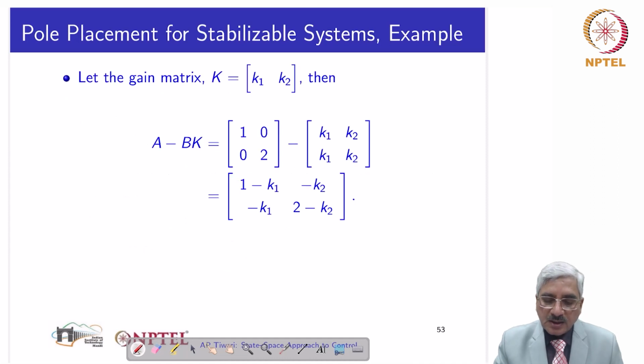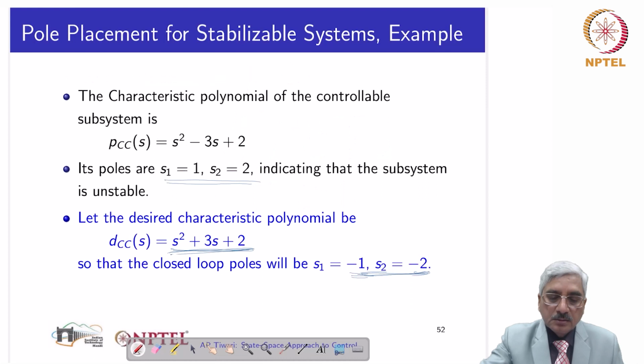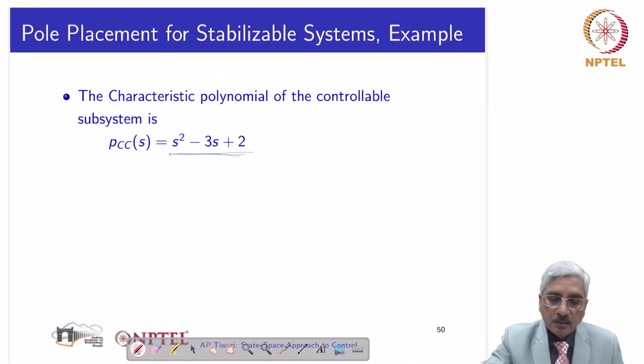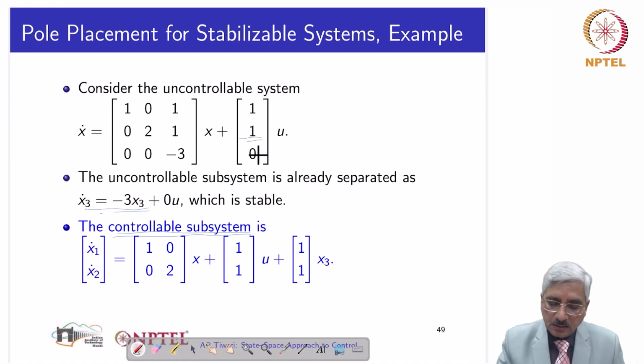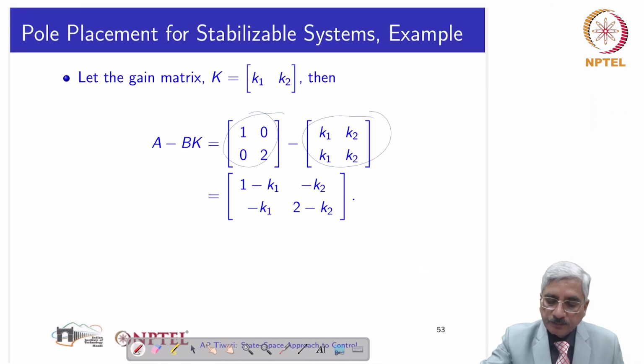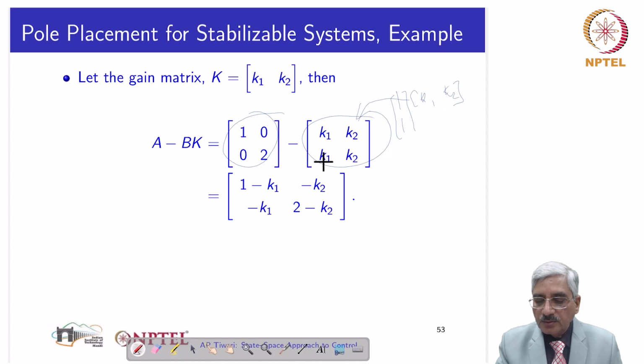So we do the design. Of course we don't do transformation to companion form, we proceed directly. That will be a little cumbersome, but this is only a second order system, so it can be done. So this is the A of that controllable subsystem, and this is the product BK. B is 1 1 here, so 1 1 into K, K1 K2, that gives this product, so K1 K2 K1 K2, and when subtracted we get this closed loop system matrix corresponding to the controllable subsystem.